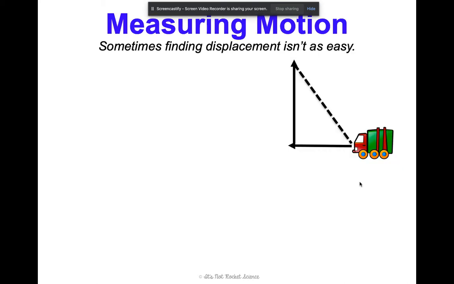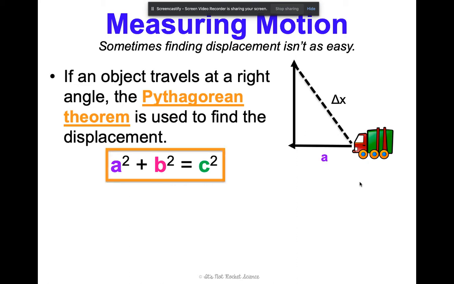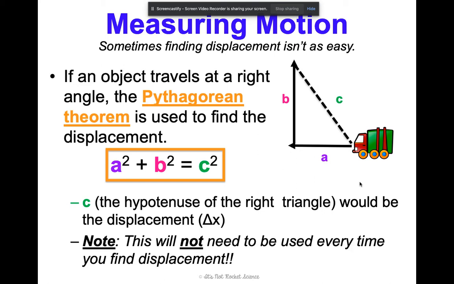All right, so another way we can measure motion. Sometimes displacement isn't as easy as just finding it with subtraction. Sometimes we have to use what's called the Pythagorean theorem. It's used to find the displacement. You guys have probably seen this in math: a squared plus b squared equals c squared, where c ends up being our hypotenuse of the right triangle. It ends up being the displacement. So you are finding displacement just in a different way. Note, this will not need to be used every single time you find a displacement. It's only when it's in a triangle.